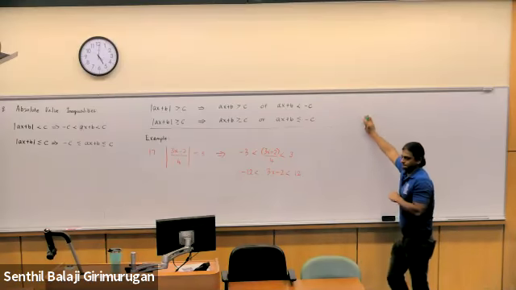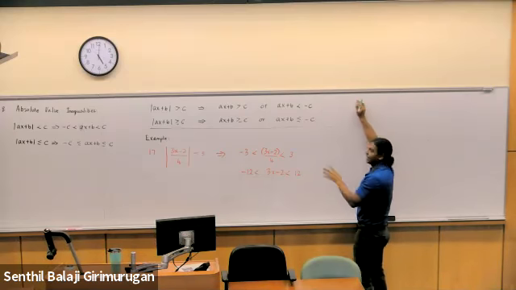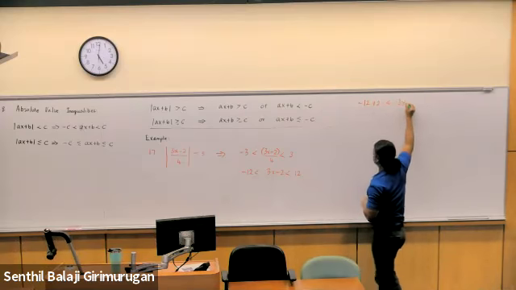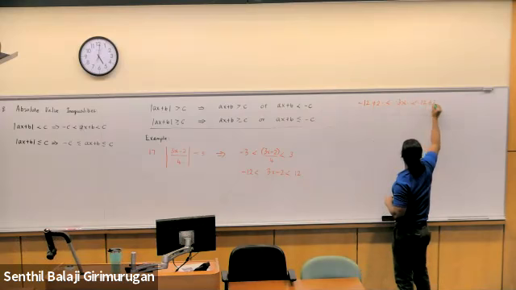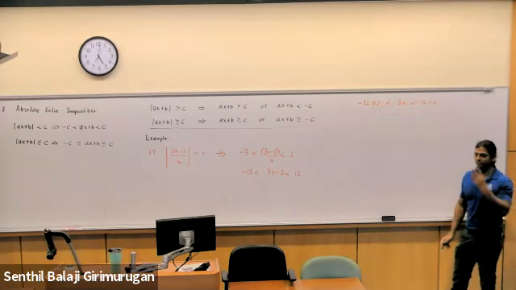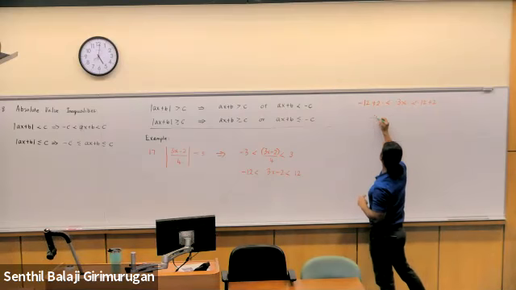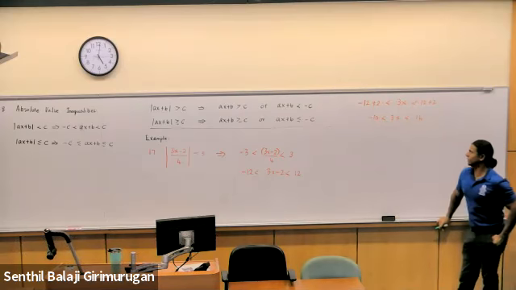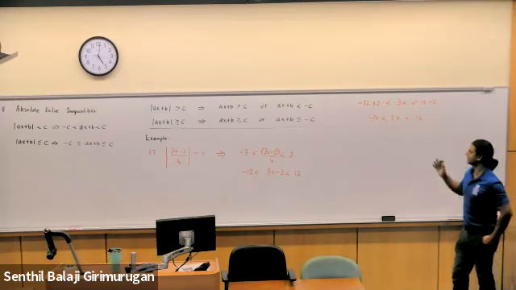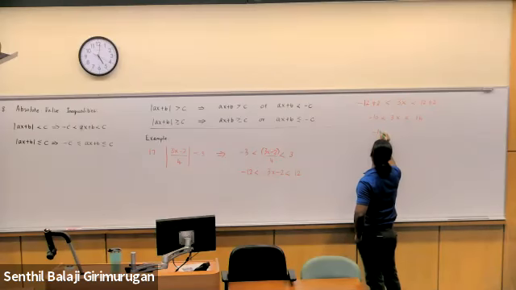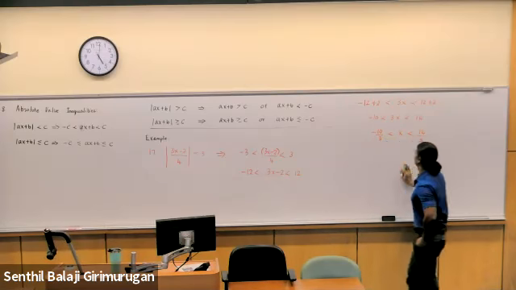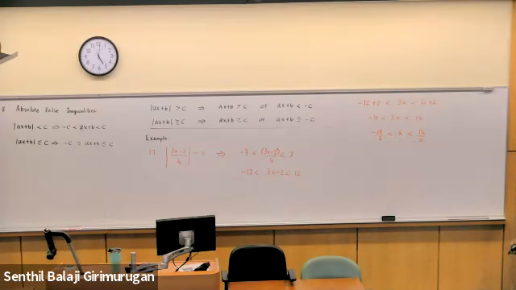What is the next step? Yeah. Add 2 throughout, so -12 plus 2 less than 3x less than 12 plus 2. -12 plus 2 is -10. 12 plus 2 is 14. And what do you do next? Divide by 3 throughout. So -10 over 3 less than x less than 14 over 3. Good.